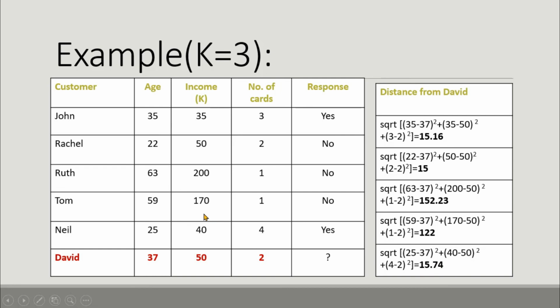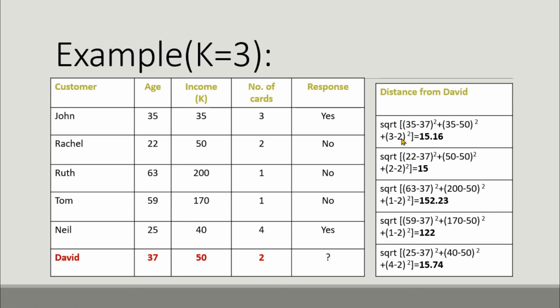You can ask why I wrote 35 first and 37 lastly. Actually, it doesn't matter, because if we whole square it, the result will always be positive. So it doesn't matter whether you write the lowest number first or the highest number first, it will always be positive.